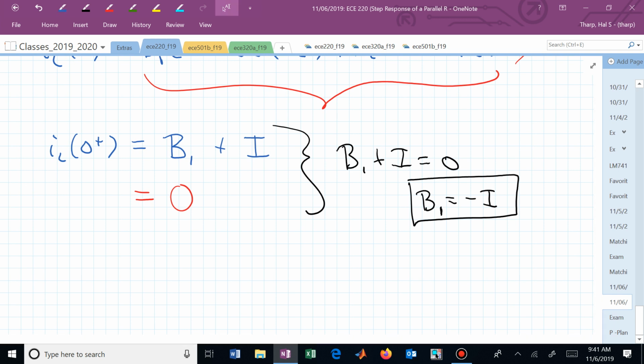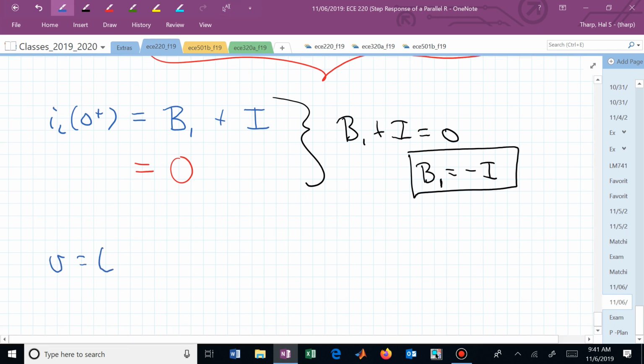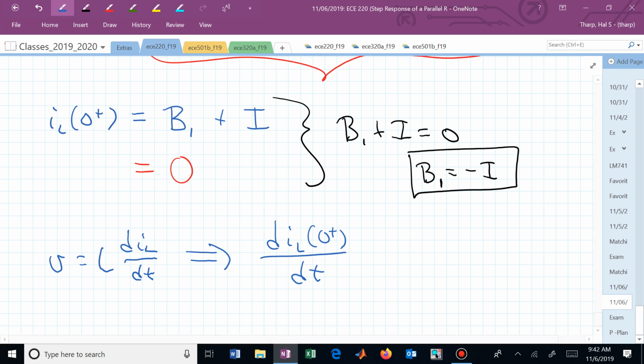And using ELI, we now can find the initial condition on our time rate of change of the inductor current. That is now v at 0 plus divided by L. And v at 0 plus in this example was 0, so now we know that the time rate of change of our current at the origin is 0.